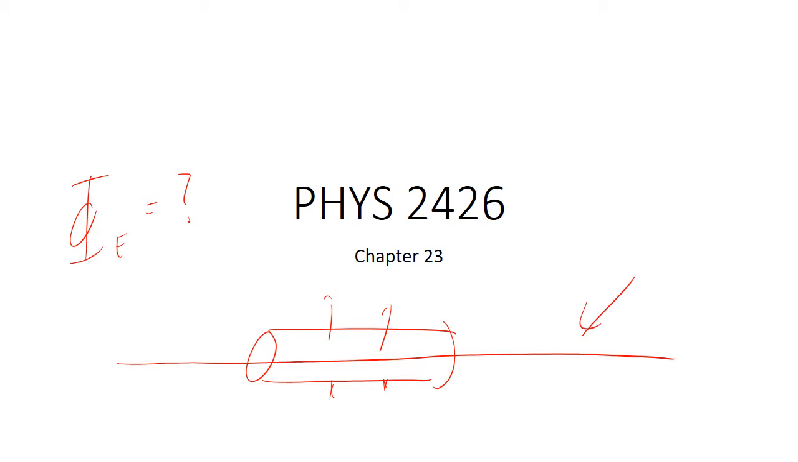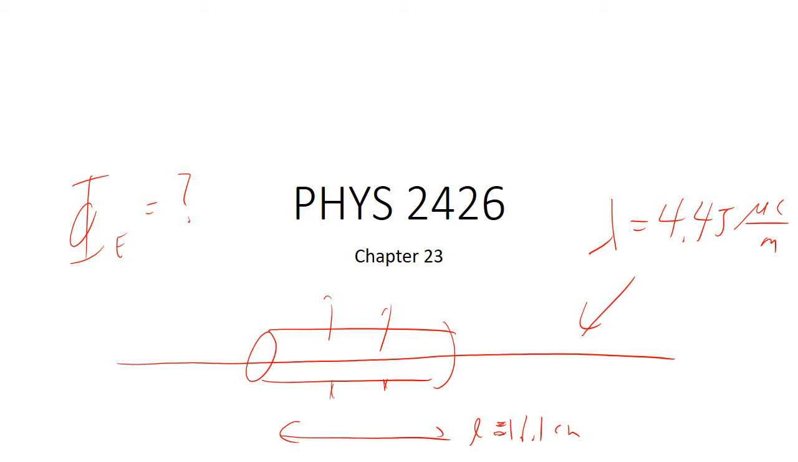So let's say that the line of charge has a lambda, or linear charge density, of 4.45 microcoulombs per meter, and let's say that the cylinder has a length of 16.1 centimeters, and it has a radius of 4.1 centimeters. Okay, so what do we do?